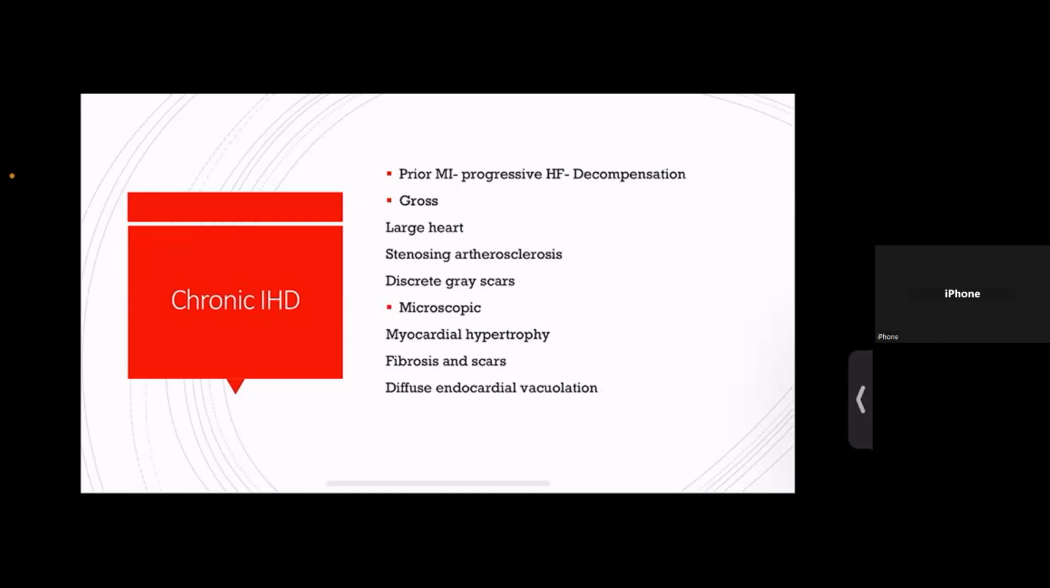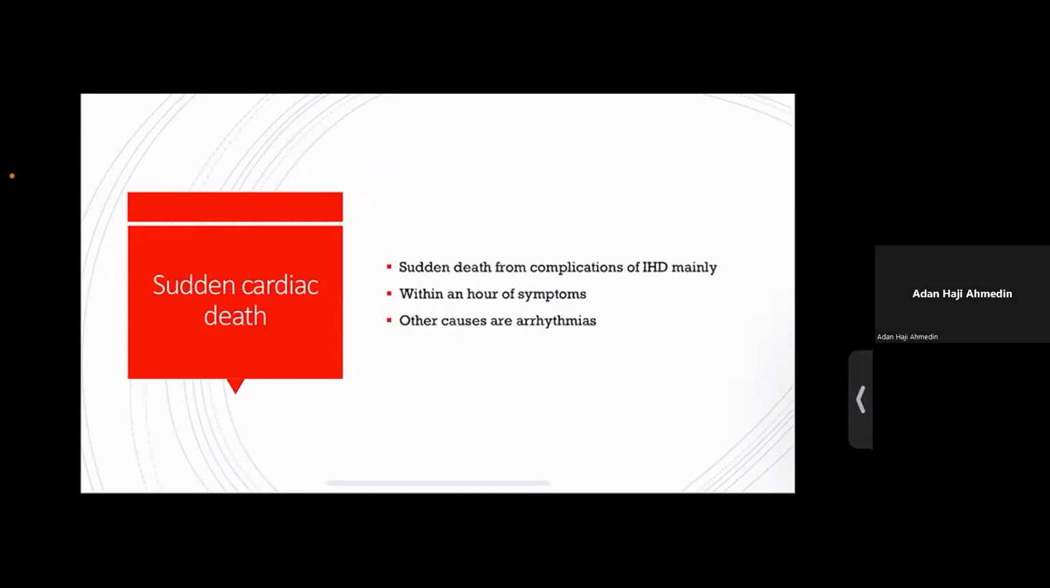Microscopically, we're going to have the myocardium, myocardial cells. How do you call the myocardial cells? Yeah, the myocytes will be larger. Then we'll be having fibrosis and scars and diffuse endocardial fibrosis. So this is what you're going to see microscopically. And then sometimes we have sudden cardiac death. And these are from complications of ischemic heart disease mainly.